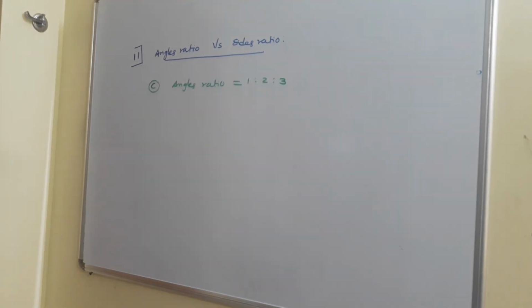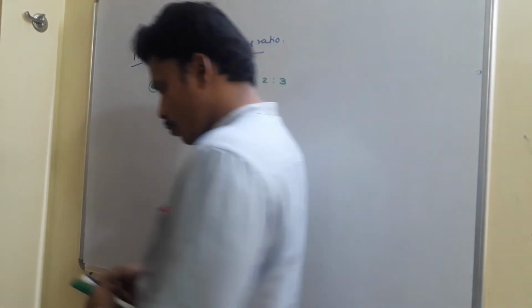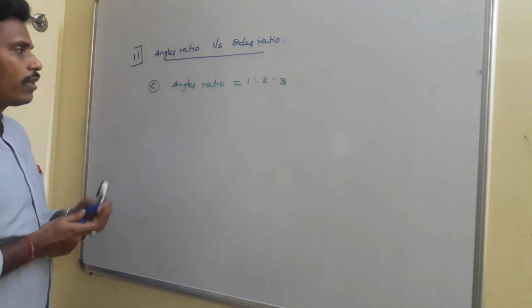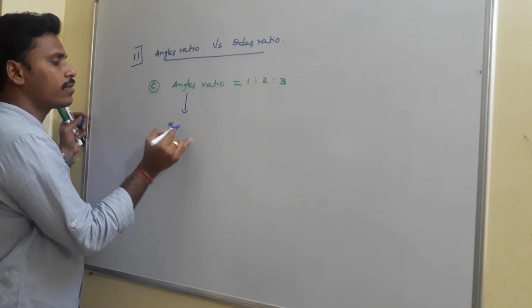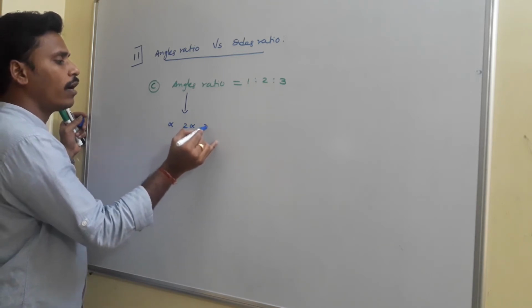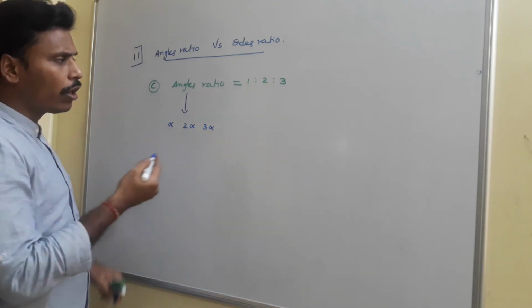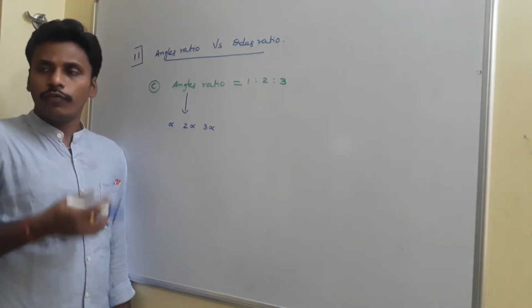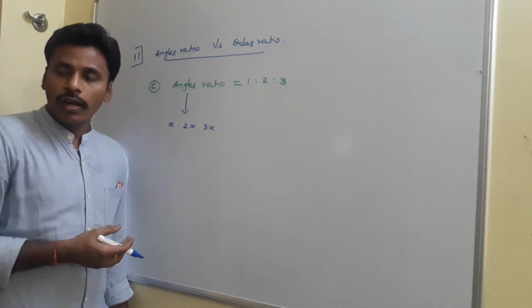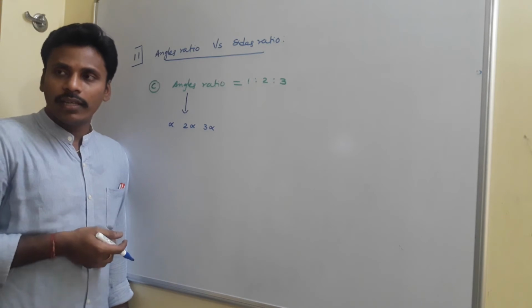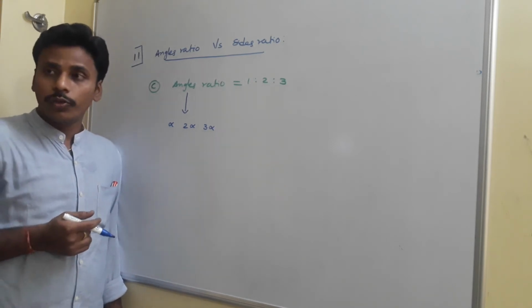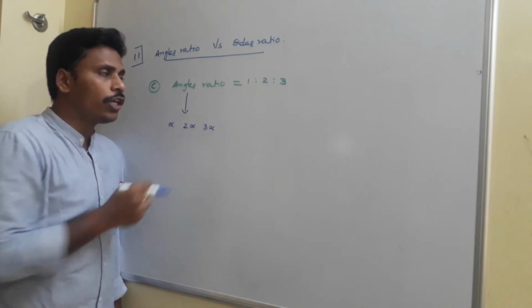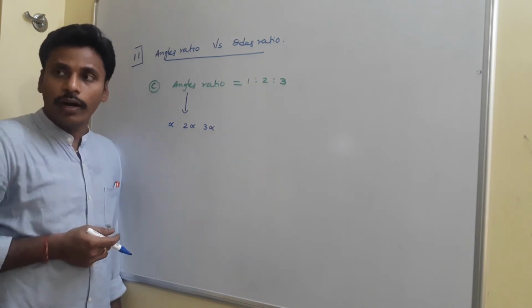The third triangle, what we need to discuss here is, if the angles ratio is 1 is to 2 is to 3, you may call those angles as alpha, 2 alpha, 3 alpha. I think you know the utilization of the concept of ratios. If two persons' amounts are in the ratio 3 is to 4, we let them be 3k, 4k like that. In a similar pattern, if the angles ratio is 1 is to 2 is to 3, you need to consider them as alpha, 2 alpha, 3 alpha.